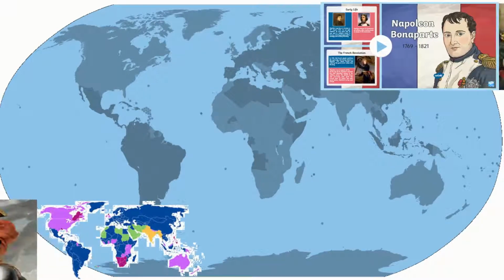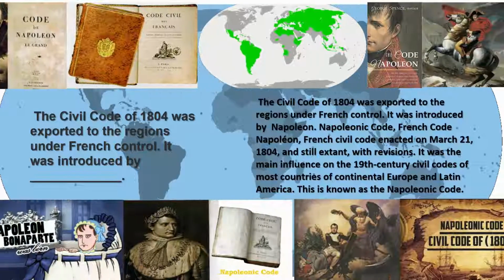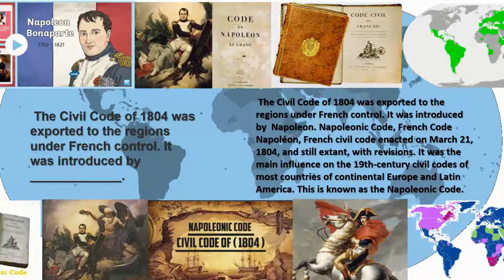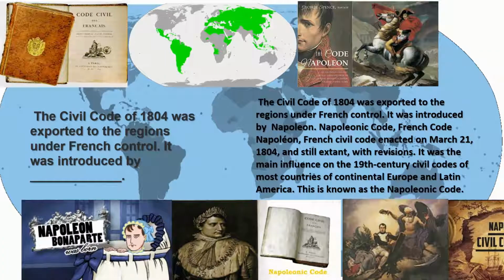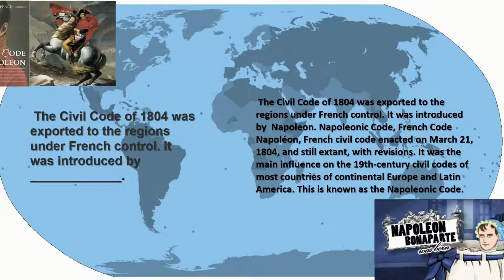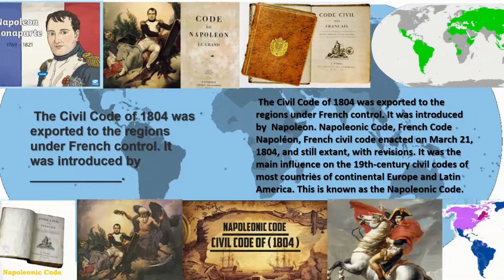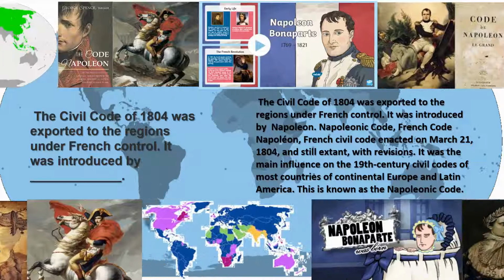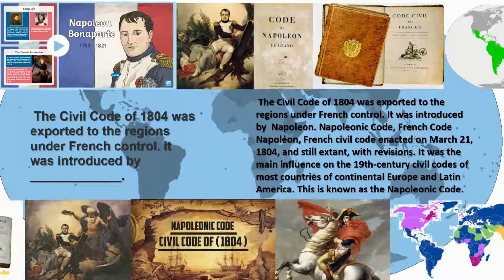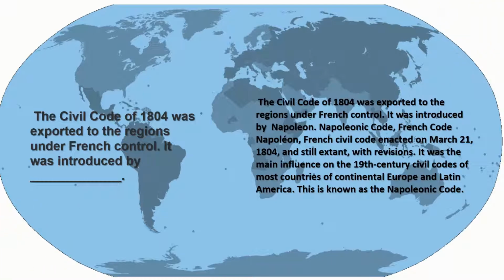Now moving on to the third question we have is: the Civil Code of 1804 was exported to the regions under the control of the French. It was introduced by dash. The Civil Code of 1804 was exported to the regions under French control. It was introduced by Napoleon. Napoleonic Code, French Code, Napoleon, French Civil Code enacted on March 21, 1804 and still extant with revisions. It was the main influence on the 19th century civil codes of most countries of continental Europe and Latin America. This is known as the Napoleonic Code.